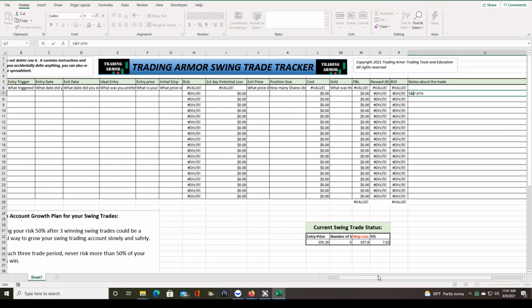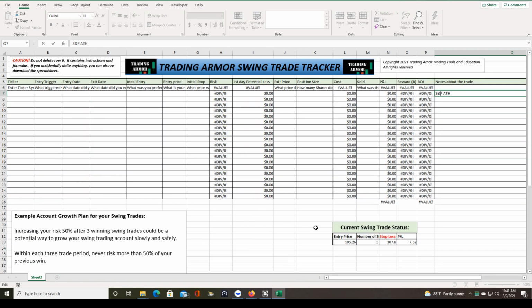Stuff like that, and then it will also add up your P&L as you have multiple trades, and it will also tell you your return on investment on each individual trade and then overall. So I think it's pretty helpful. It's really important to have something like this so that you can collect data, you can start to see what works, what doesn't work, and you can use it to plan your next trade.